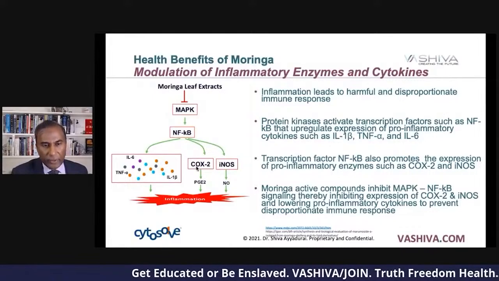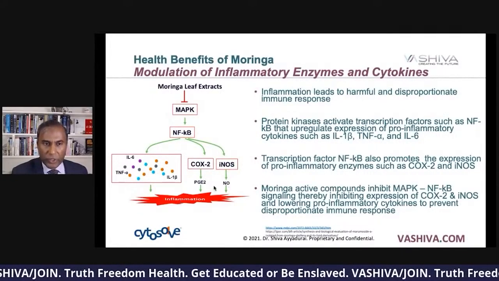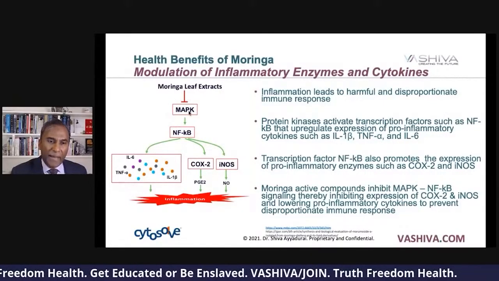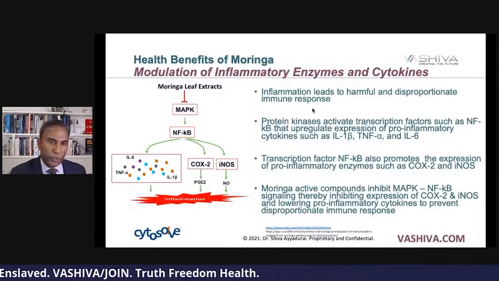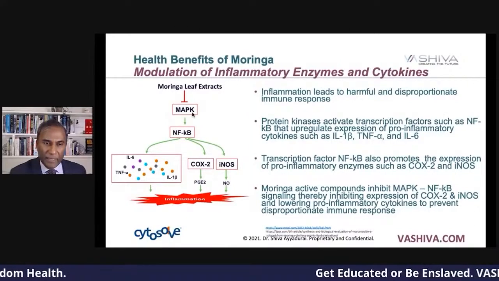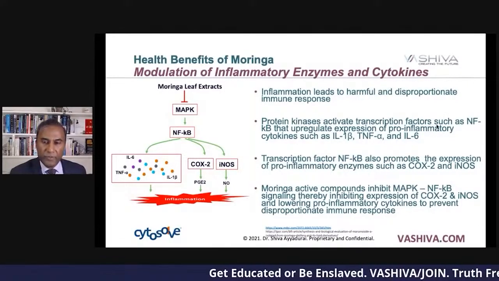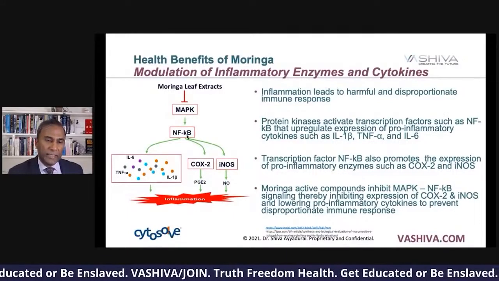And then on the other side, you got COX-2 and iNOS, which leads up to PGE2 and NO, which also cause inflammation. Moringa stops MAPK. MAPK is a molecule, so inflammation leads to harmful and disproportionate immune response. Protein kinases, this is called MAP kinase, activates transcription factors such as NF-kappa beta. So MAPK will turn this on, NF-kappa beta.